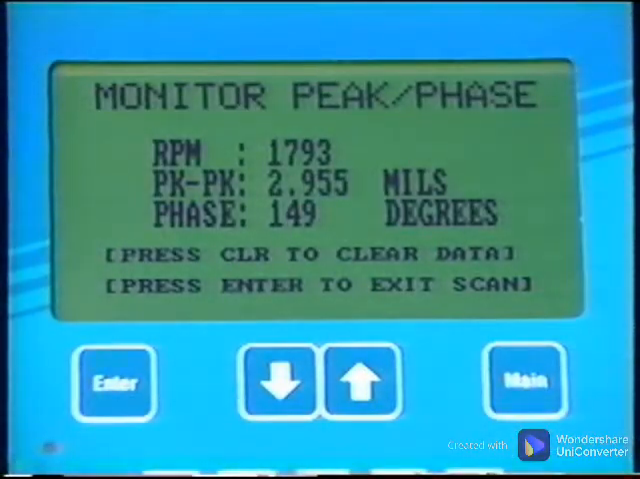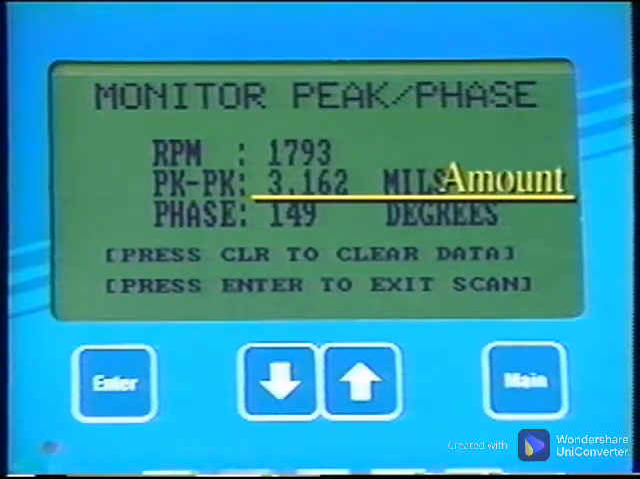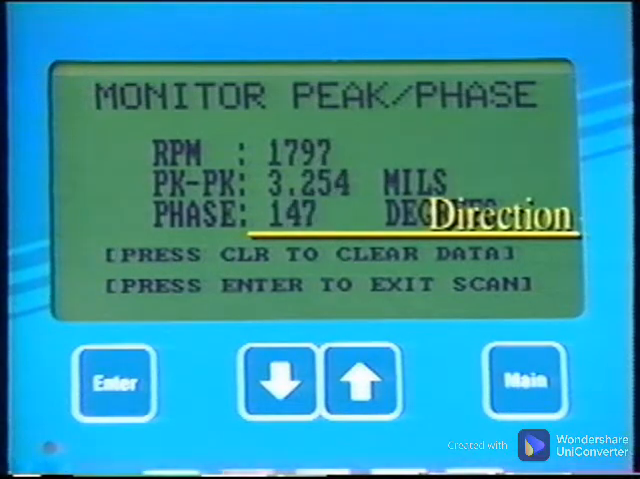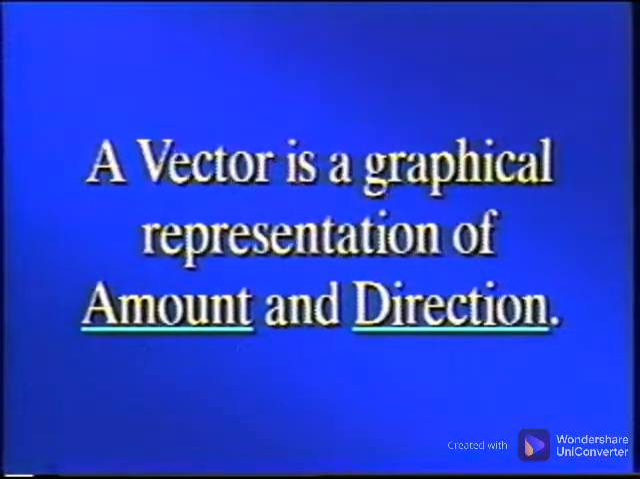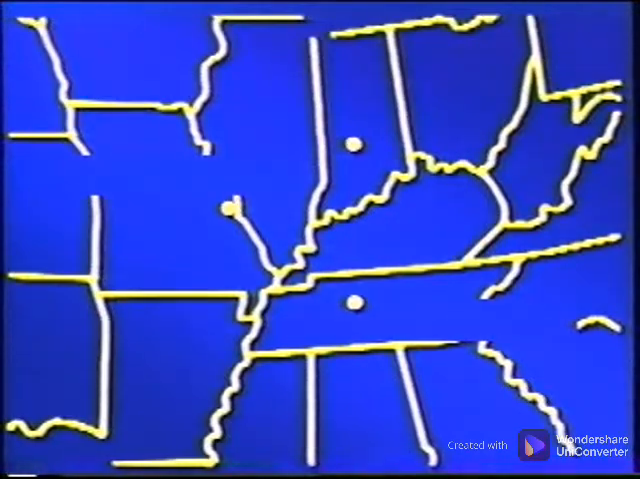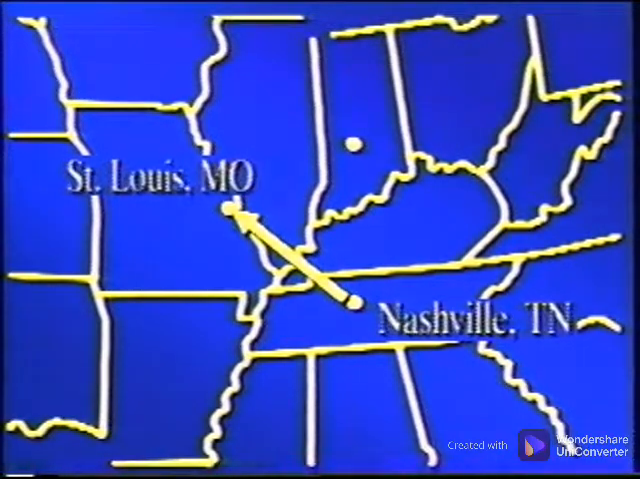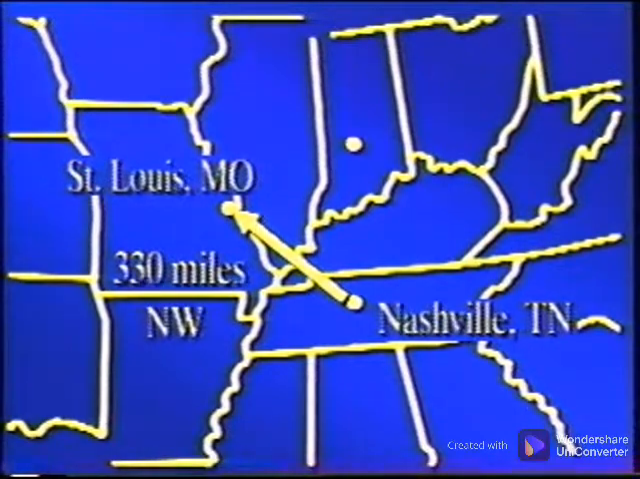Since the measurements made during balancing are phase measurements, having an amount of vibration and the location or direction it is from the reflective tape, they can be displayed as vectors. A vector is a graphical representation of amount and direction. A vector can be any amount and direction. For example, on a map we could draw a line from Nashville, Tennessee to St. Louis, Missouri. Since it represents a distance or amount of 330 miles and a direction northwest, it is a vector.